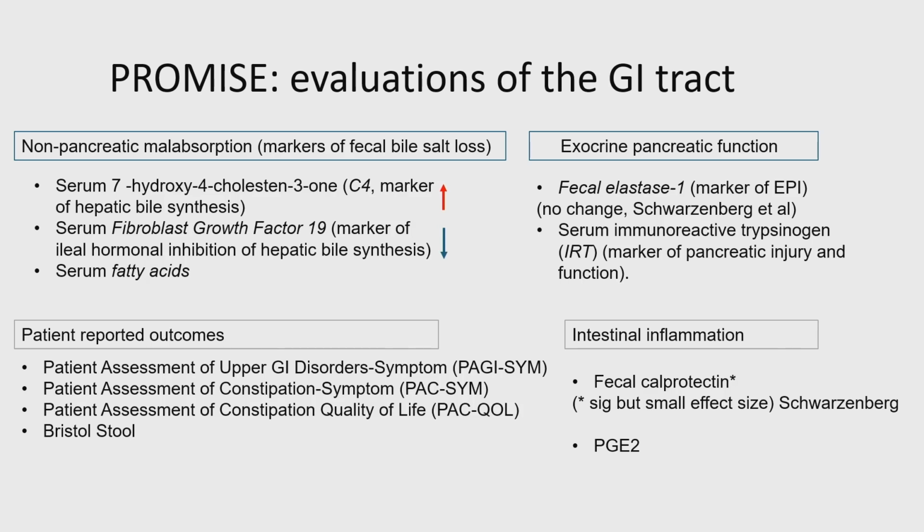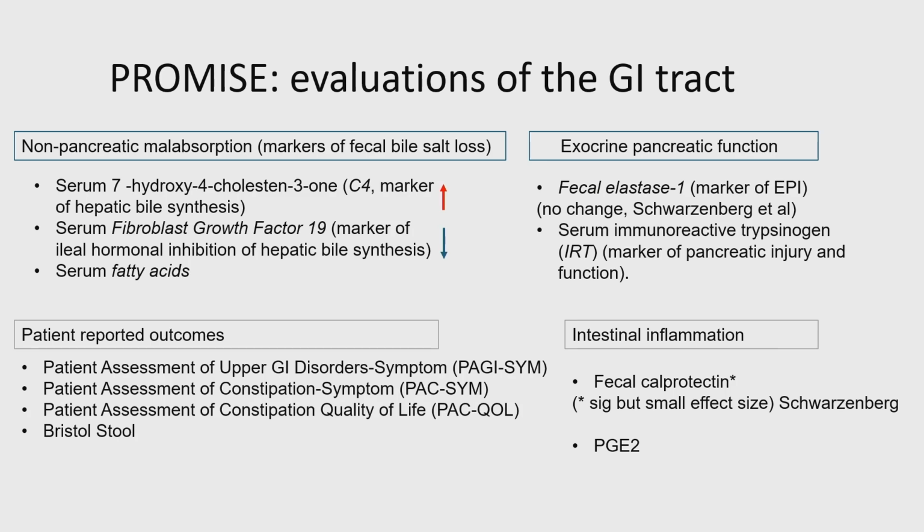So when you look at exocrine pancreatic function, there were really not any significant changes in PROMISE at 0 and 6 months. Intestinal inflammation, there was an improvement in fecal calprotectin. It was significant, but it was a small effect size. As we've all heard, there were some improvements in patient-reported outcomes, tending to be more in the patients who had more severe symptoms. The one that's the least well understood is non-pancreatic malabsorption, fecal bile salt loss.